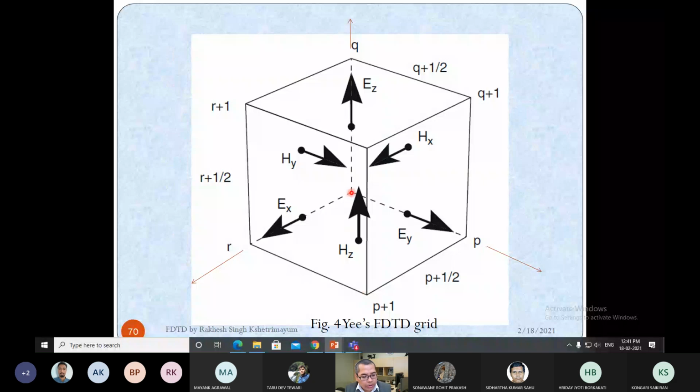So this point here, this is integer. This point here, this is integer. This point here, all these are integer. But if you are at the center, then you are in the half integer grids. So that's what you need to remember.